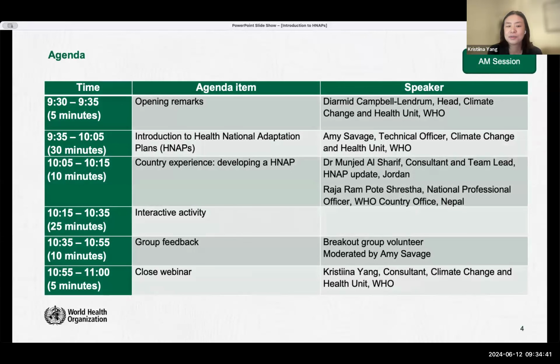For today's agenda, we will open with remarks from Diarmid Campbell-Lendrum, who leads the Climate Change and Health Unit at WHO. We'll then have a presentation from Dr. Amy Savage from the Climate Change and Health Unit at WHO to provide the introduction to HNAPs. We will then move on to two country experiences, countries that have had recent experience developing HNAPs. The first will be from Dr. Munjed Al-Sharif, who's a consultant and team lead for the HNAP update of Jordan. Then we will move to Rajaram Pote Shrestha, who is a national professional officer in the WHO country office in Nepal. We will then move into breakout rooms for smaller group discussions about what you've learned on the HNAP, and we'll come back together for feedback from the groups and to close the webinar at the very end. And so with that, I'm pleased to pass the floor now to Diarmid for the opening remarks.